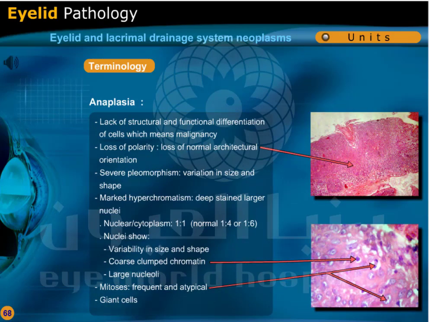Anaplasia. Anaplasia is the lack of structural and functional differentiation of cells, which means malignancy. There is loss of polarity, severe pleomorphism, and marked hyperchromatism. Nuclear to cytoplasmic ratio is 1:1, in contrast to the normal ratio, which is 1:4 or 1:6. The nuclei show variability in size and shape, coarse clumped chromatin, and large nucleoli. Mitosis is frequent and atypical, and there are giant cells.